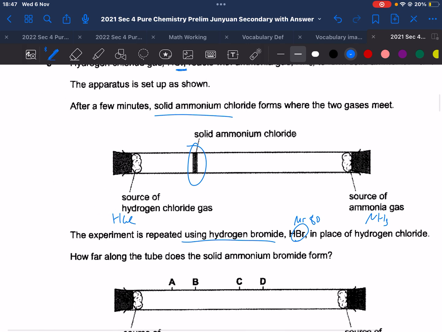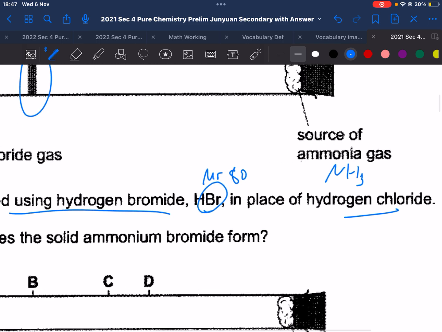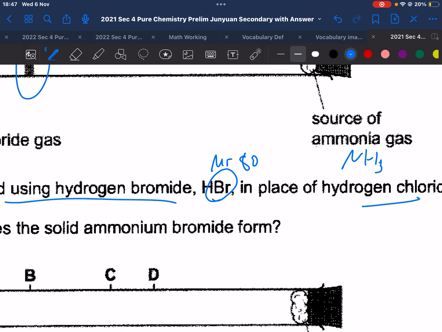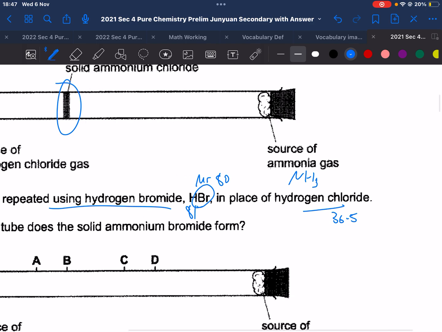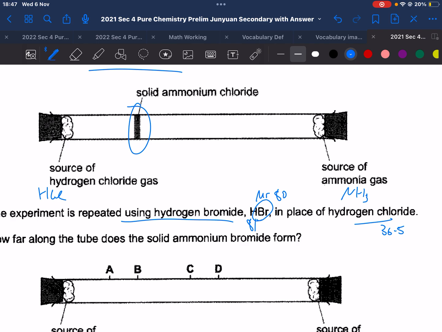So it's definitely heavier than hydrogen chloride. Hydrogen bromide is 81, hydrogen chloride is 36.5. So we know that hydrogen bromide diffuses at a slower rate. Just remember that if something is heavier, it will diffuse at a slower rate, because if something is heavier, you need more energy to pull it across the room. For example, if I have a big stone versus a small stone, and I ask you to drag across the room, which one do you drag across the fastest? It will be the smaller stone. So the bigger stone will be dragged across the room at a slower rate. So that's the same idea. The diffusion rate will be slower because it's heavier.